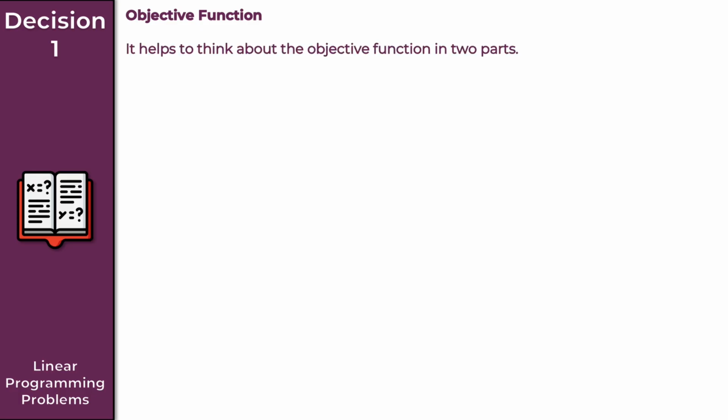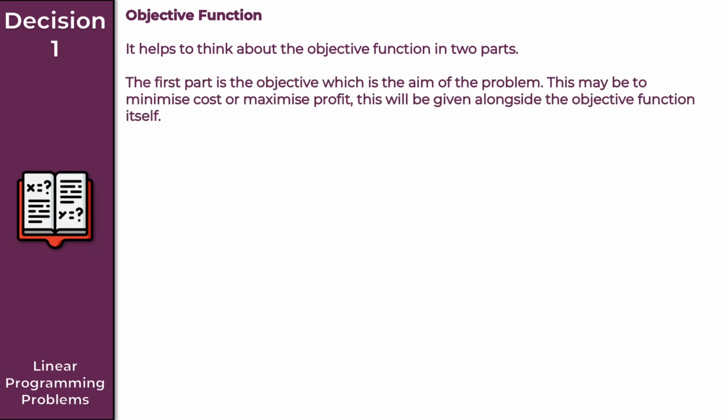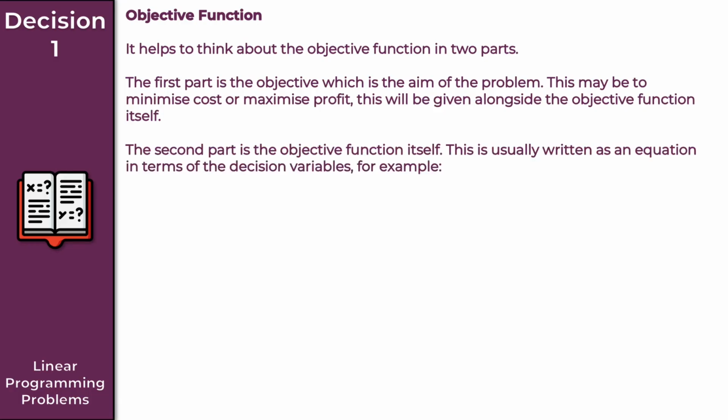It helps to think about the objective function in two parts. The first part is the objective, which is the aim of the problem. This may be to minimize costs or maximize profit, and this will be given alongside the objective function itself. The second part is the objective function itself, and this is usually written as an equation in terms of the decision variables.